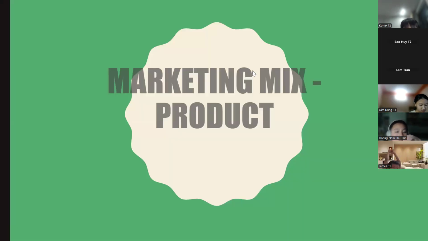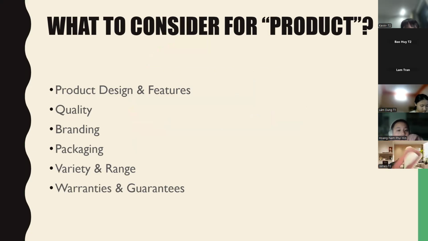So first we talk about product. When you talk about the product, you need to let your customer know what your product is. You need to tell them about the design of your product. Okay, this is the design of my product. Why is it like that? Some features of your product. What is your product for? What can we use it for? The quality of your product: top quality, middle quality, inferior quality. The branding: what's the name of your product?